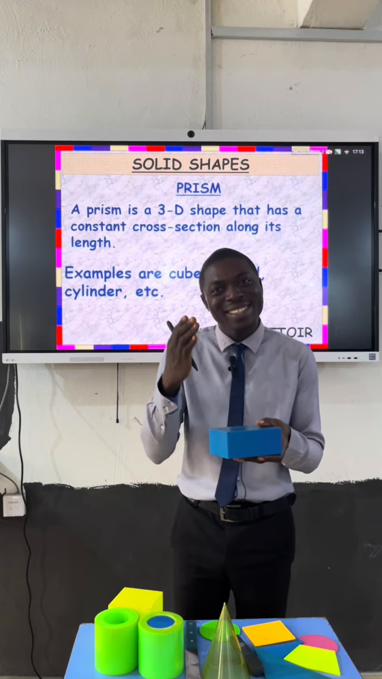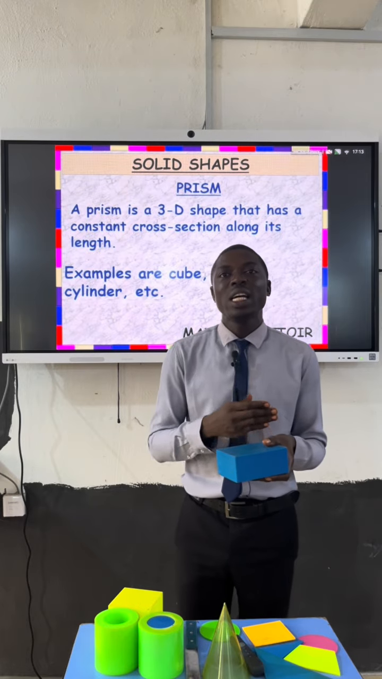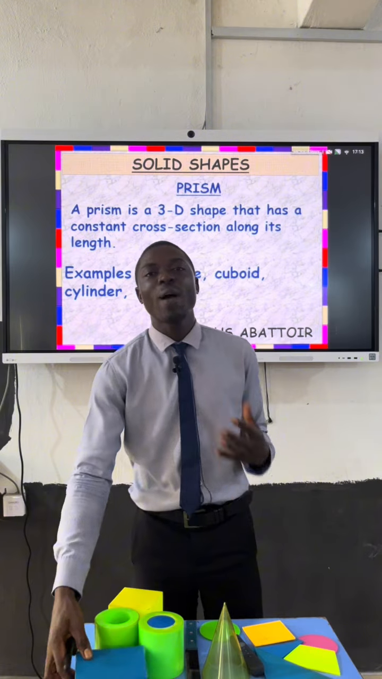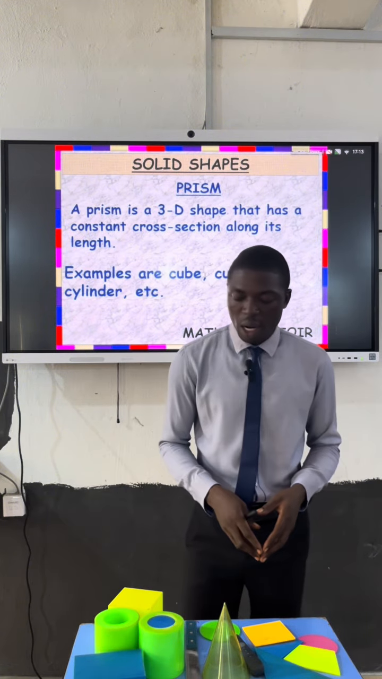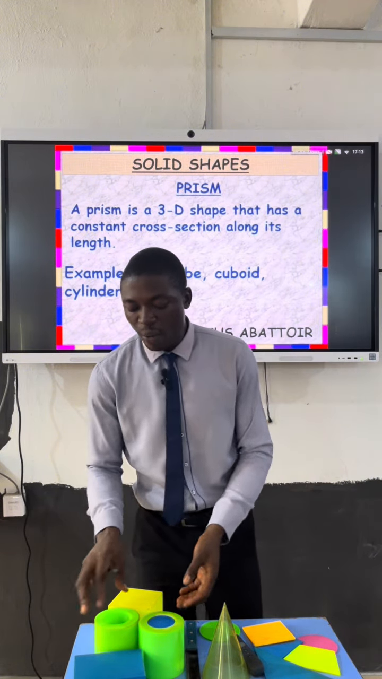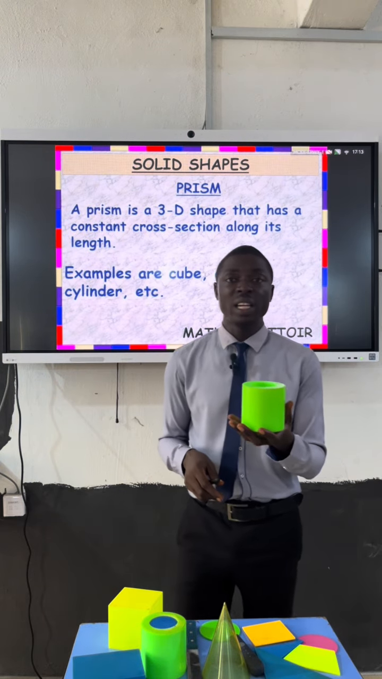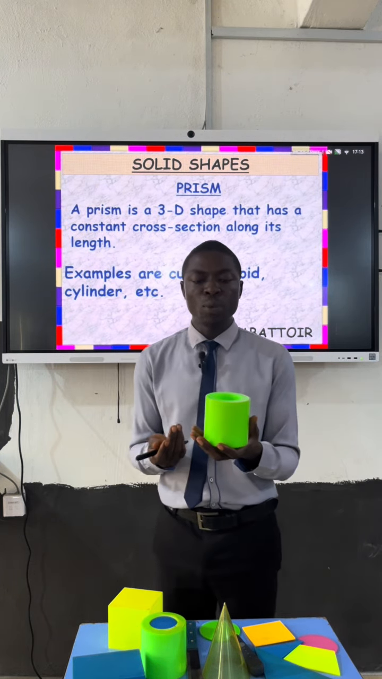It's going to remain the same kind of rectangle anywhere you cut. That's why we classify cuboids among the family of prisms. Okay? Then we have the other one called cylinder. Of course, you know what a cylinder is.